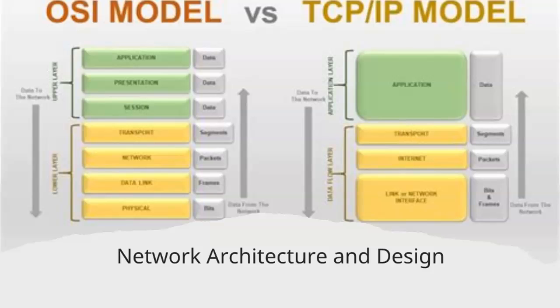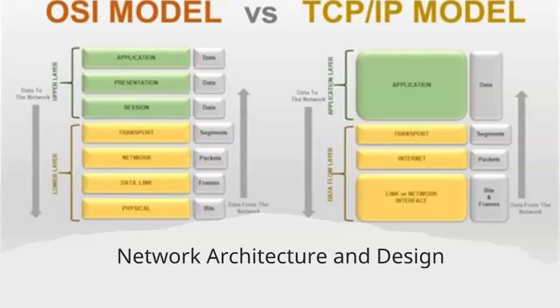Layer 4, Transport, ensures complete data transfer with protocols like TCP and UDP. Layer 5, Session, manages sessions or connections between applications. Layer 6, Presentation, translates data between the application and network formats. Layer 7, Application, interfaces directly with the end user and applications.